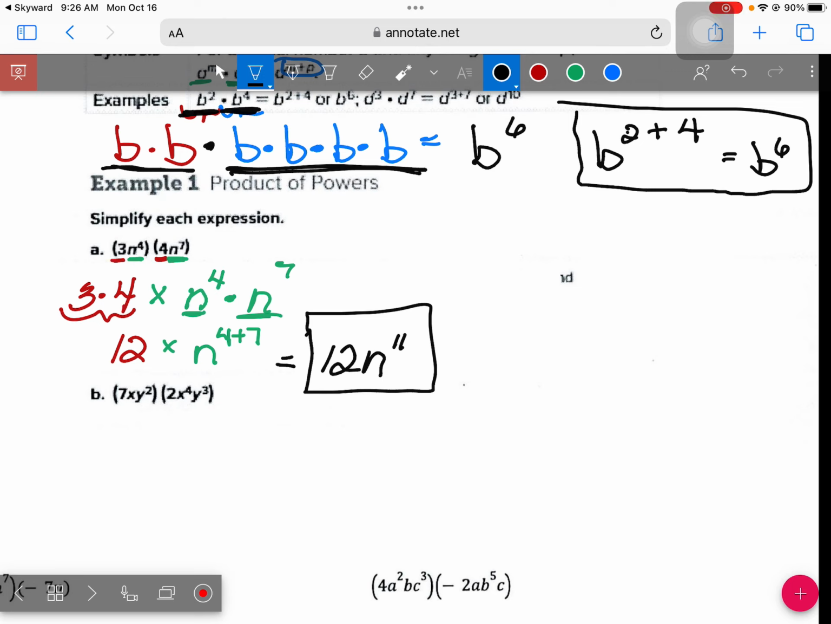So instead of me writing out n times n times n times n, and then multiplying n times n times n 7 times, I don't have to do that. We just keep the same base and add the exponents. Isn't that nice? Yeah, it is.